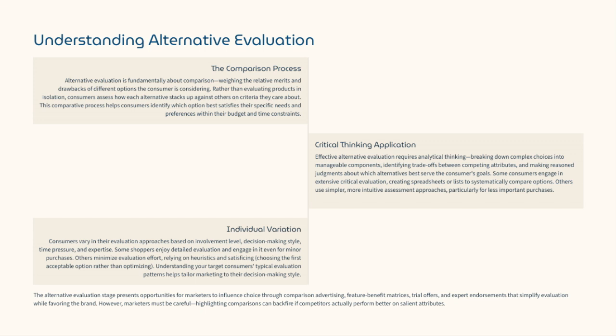At its core, alternative evaluation is about comparison. Consumers are weighing the pros and cons of different options, assessing how they measure up against each other based on what matters most to them. They don't look at products in isolation. Instead, they compare them on criteria that align with their goals, needs, and constraints like budget and time. Understanding this comparison process helps us see how consumers make decisions and how we, as marketers, can influence that process effectively.